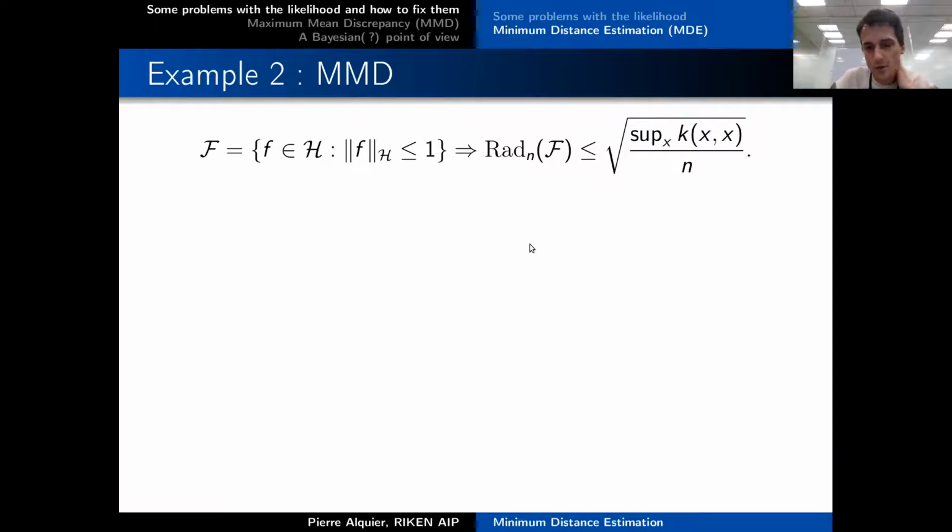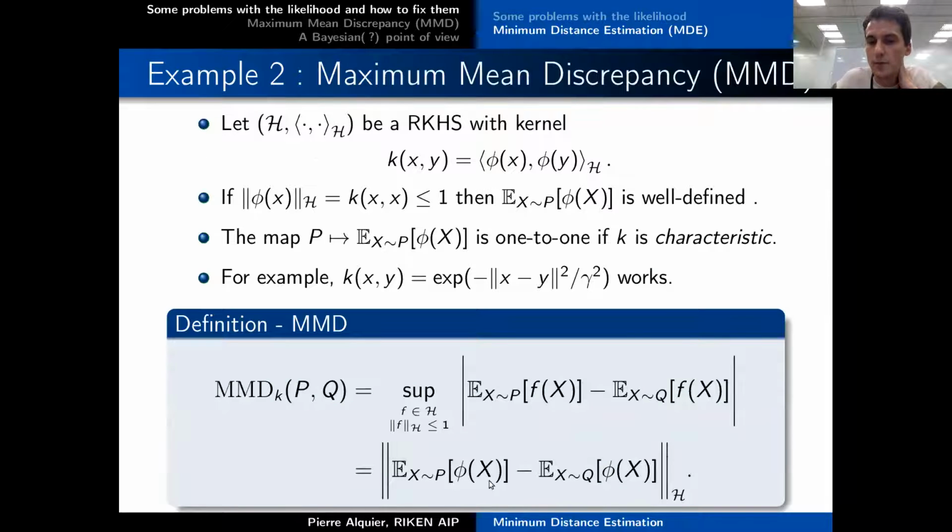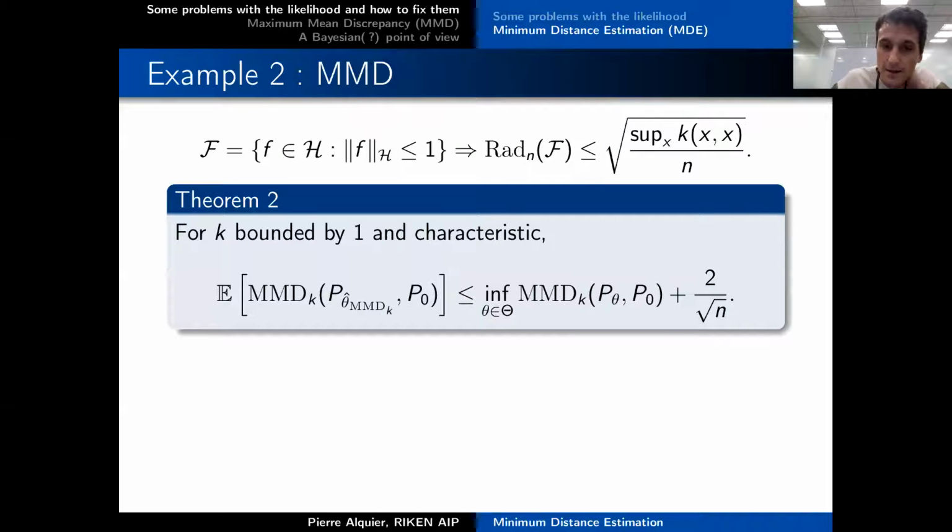The Rademacher complexity in this case is bounded by the square root of the supremum of the kernel over n. So when the kernel is bounded, it's just the square root of 1 over n. To be honest, it's a little unnecessary in this case to invoke this theory. You can just use this representation of the MMD to get the result I presented before, without the Rademacher complexity. It's just the computation of a variance, but in the Hilbert space. And the result is super simple: if you choose your kernel well, you don't need any assumptions on your model or on P-naught, and you always have consistency of this estimator.